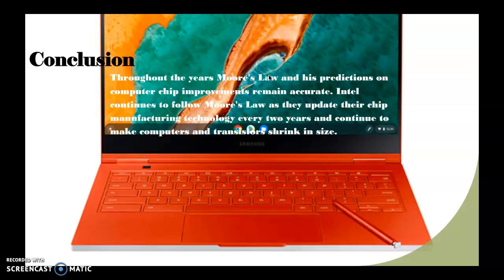Intel continues to follow Moore's Law as they update their chip manufacturing technology every 2 years and continue to make computers and transistors shrink in size. And in the background, I included a current Intel and Samsung computer and what it looks like.